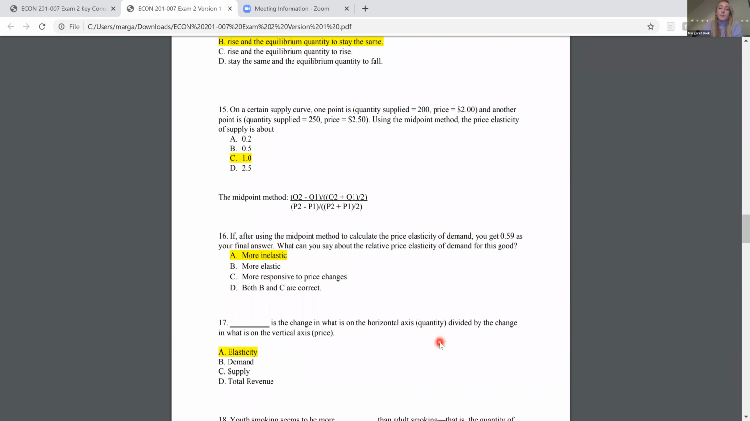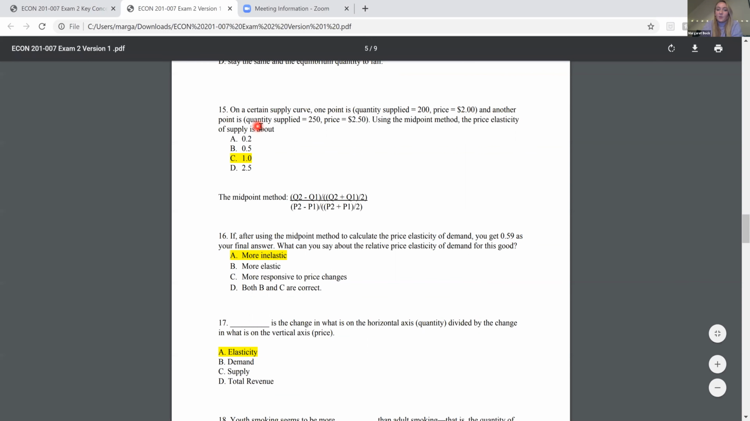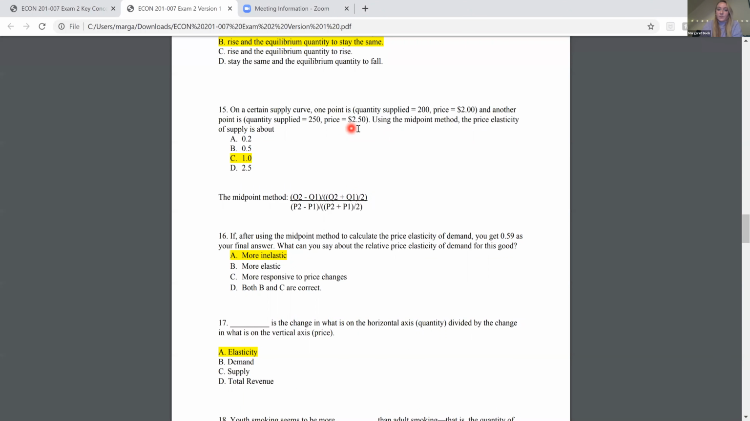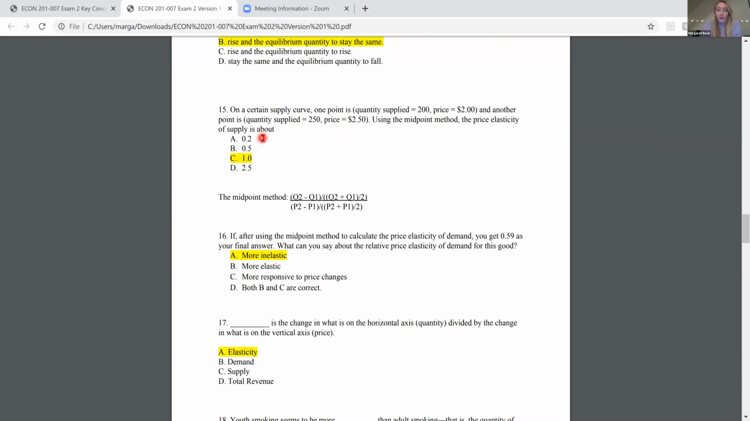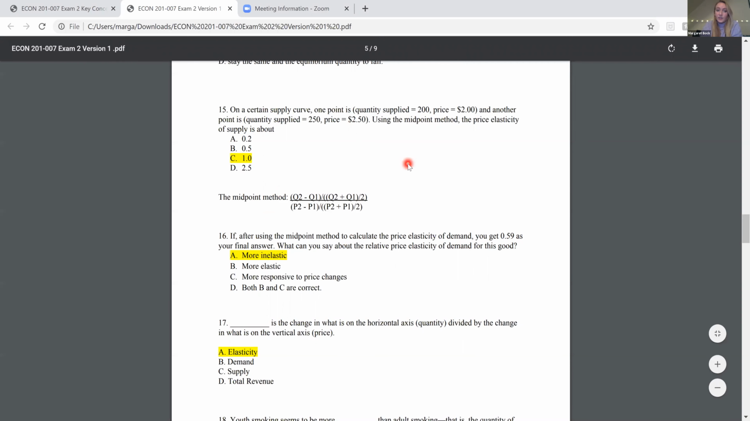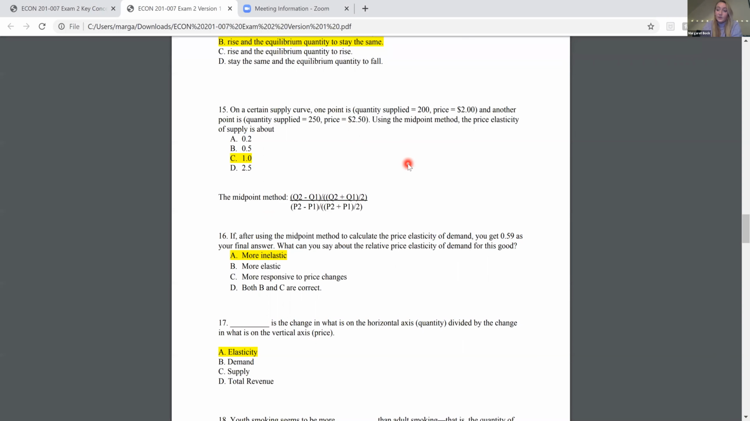Okay, number 15. Let's just say on a certain supply curve, one point is quantity supplied equals 200, price equals $2. And another point is quantity supplied equals 250 and price is $2.50. So using the midpoint method, the price elasticity of supply is about what? So this was just knowing how to use this formula here that I included on the test. If this question is put on the final exam, I will also include the formula for you guys.